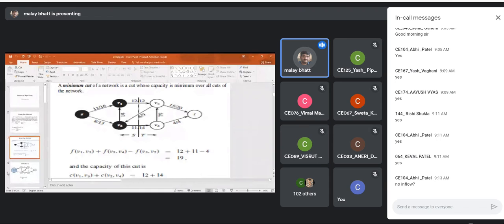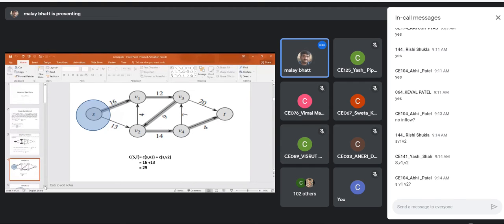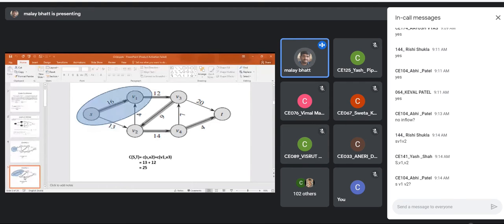So now what is another possibility? What group can we consider if I want to cut the graph? What will we consider next? Another possible cut: I will make a group of S and V1. I can also make a group of S and V1, because we have to consider all the possibilities.